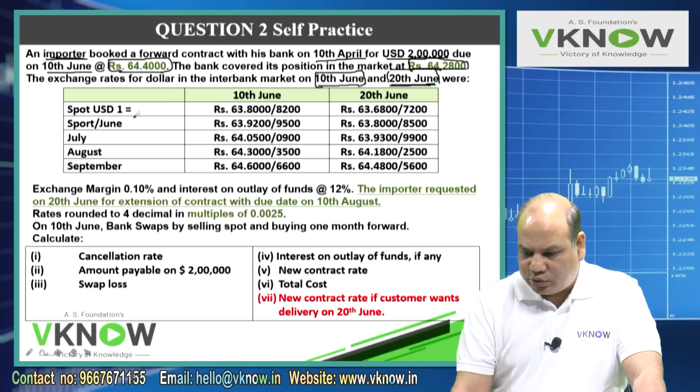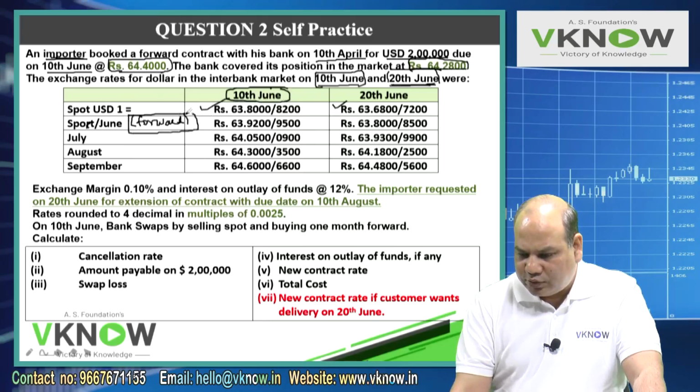What are the rates given to you? Spot rate is given for USD. So these are the spot rate on 10th June and spot rate on 20th June. Then spot June, this is the forward rate for June. So if the customer does not come on 10th June, the bank will enter into a forward contract for the nearest forward contract available, which is June. And these are the forward rates for June, July, August, September.